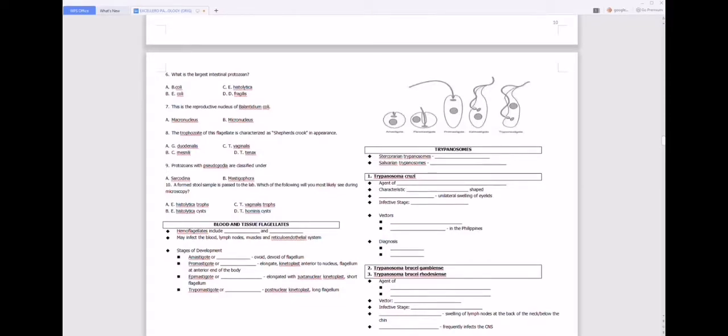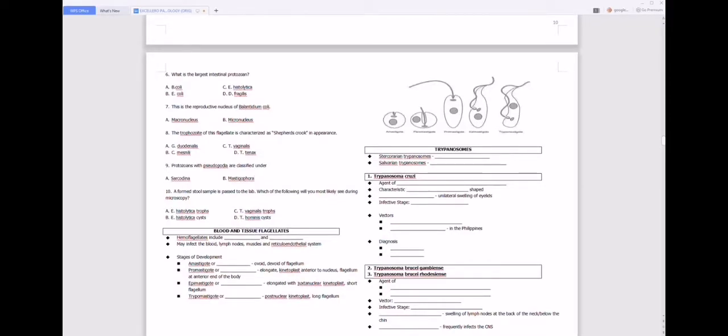Number 6, what is the largest intestinal protozoan? A. B. coli, B. E. coli, C. E. histolytica, or D. Dientamoeba fragilis. So the answer is letter A. B. coli. So it is the only ciliate known pathogenic to humans, and it is also the largest intestinal protozoan. So the answer is letter A. B. coli.